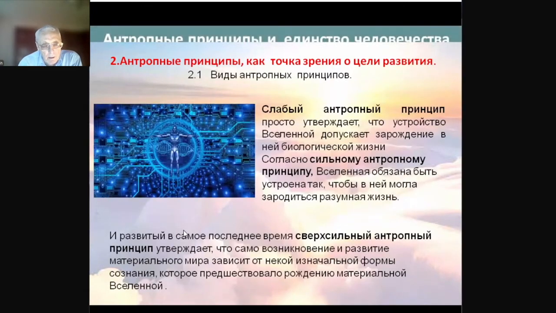So we will take a look at three anthropic principles. We have three principles according to Carter: the weak and the strong. Today we're talking about the strong anthropic principle. The anthropic principles are also supported by biological science. What is the weak anthropic principle? It simply states that the structure of the universe allows biological life to originate. And according to the strong anthropic principle, the universe must be designed in such a way that intelligent life can originate in it.